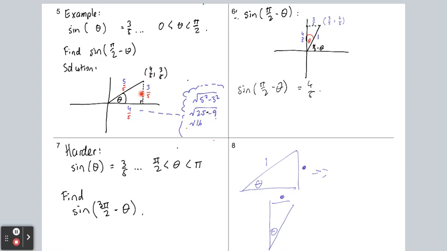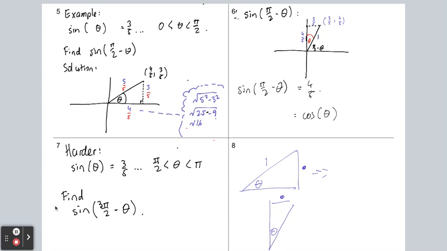Yes, it's 4/5, because the triangle tells us it's adjacent over hypotenuse, 4/5 over 1, and also it's the x-coordinate. So we have a result here that we can use, which is that sine of pi on 2 minus theta is equal to the cosine of theta if it's in the first quadrant. Okay?